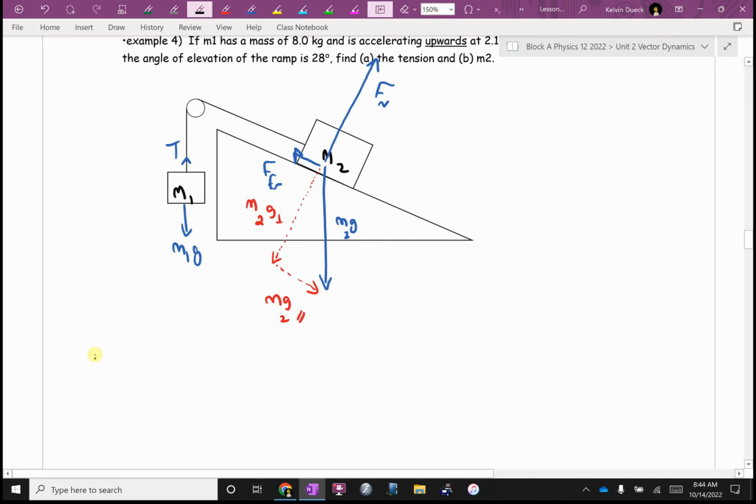Okay, so we're going to start out for part A, writing an equation for the mass that we know, like we do for any missing mass question. We ignore the missing mass, we go look at the mass that we do know and find out everything that we can. So tension minus M1G equals M1A. Keegan, how would I get the T by itself?